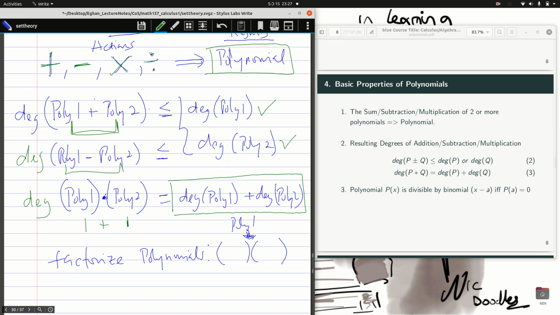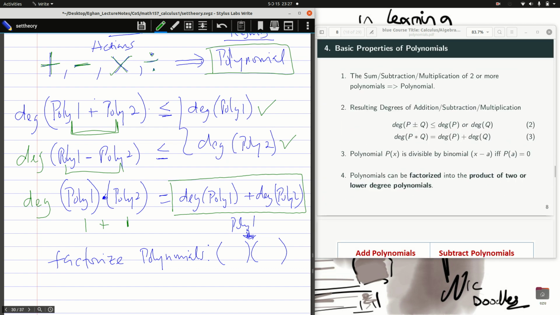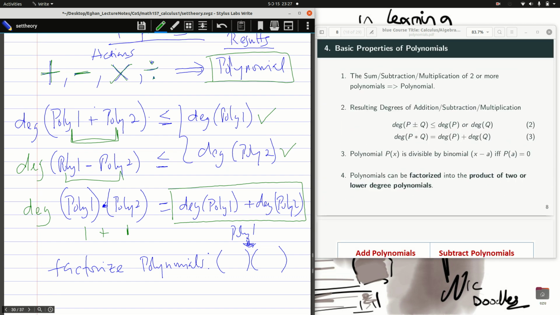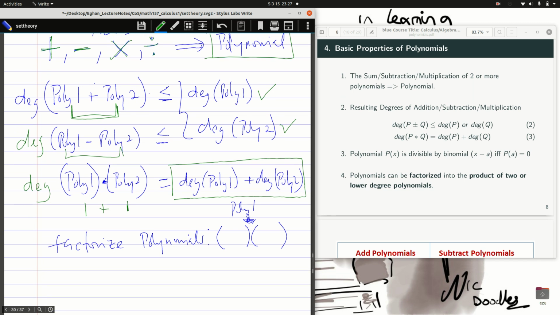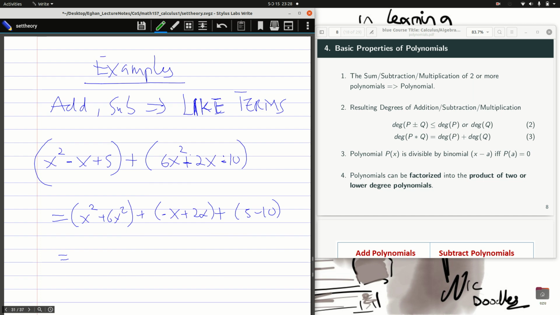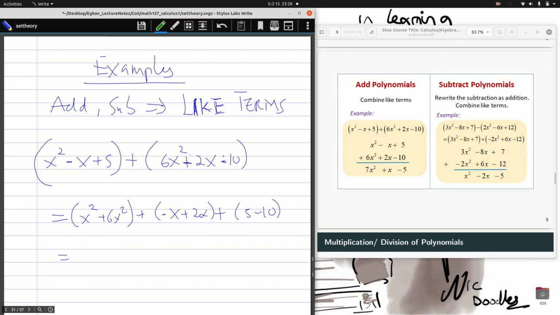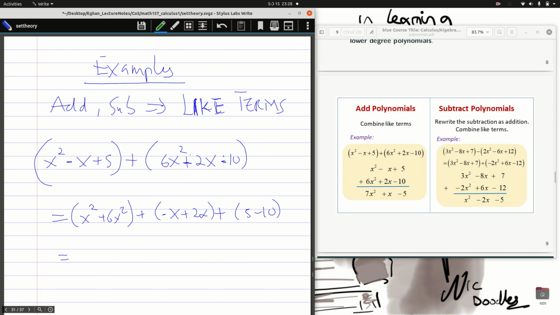Okay, and then the last property is that we can factorize polynomials into lower degrees. So if I have a polynomial 1, I can factorize them into 2 different forms, but they will be of lower degrees. Okay, we'll take the examples and then we'll get to appreciate these things, so don't worry. Now let's take examples. I want to add or subtract polynomials.